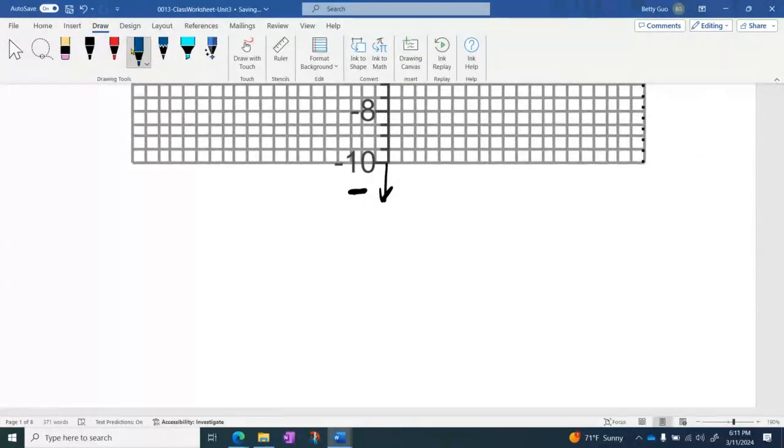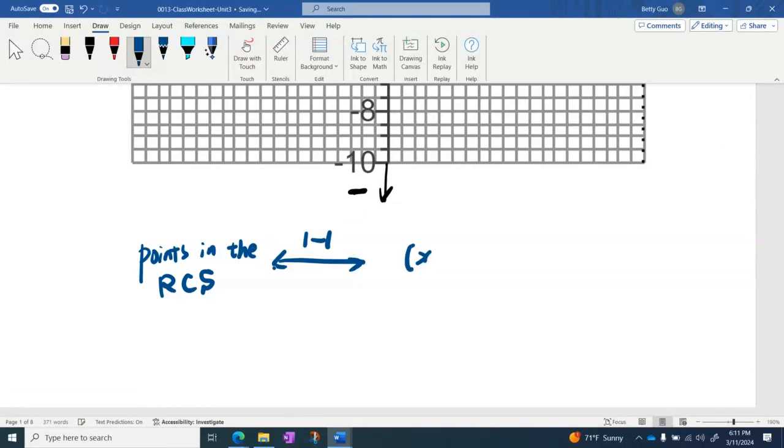In fact, we have this one-to-one correspondence relationship. I want you to write it down, okay? What is a one-to-one correspondence relationship? The one-to-one correspondence relationship exists between any point in the rectangular coordinate system and any ordered number pair x, y. Both x and y are real numbers. X, y are real numbers. Could be any real number.